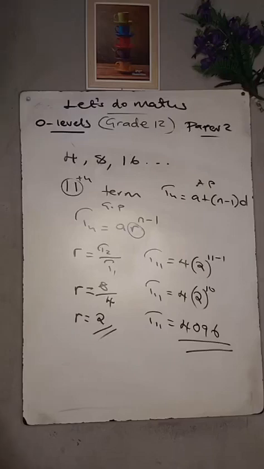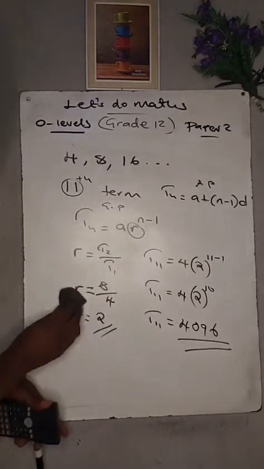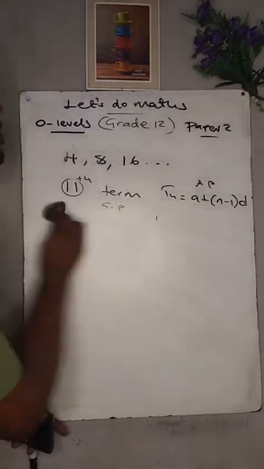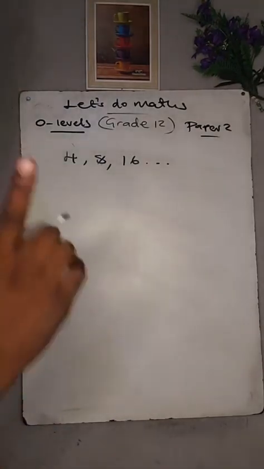Find the sum of the first 11 terms. So don't forget some information that you have found. All right. So how do you find the sum of the nth term of a geometric progression? We are going to use the formula.